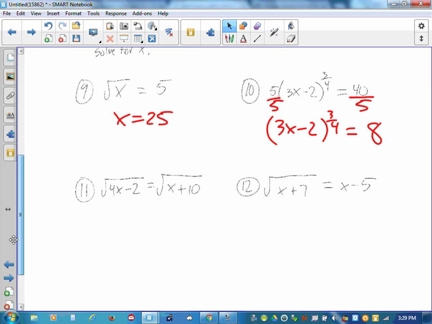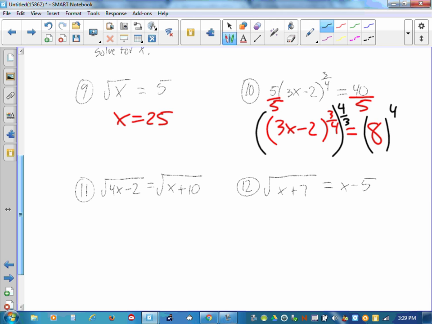Well, the special thing is to do this exponent backwards. So the 4 is the index. I'm going to now make it the exponent, and 3 is the exponent. That becomes the index. So essentially the fraction flips upside down. And when you have a power raised to a power, you multiply. So it's 3 times 4 is 12, and 3 times 4 is 12, and 12 twelfths is 1. So the exponent cancels out.